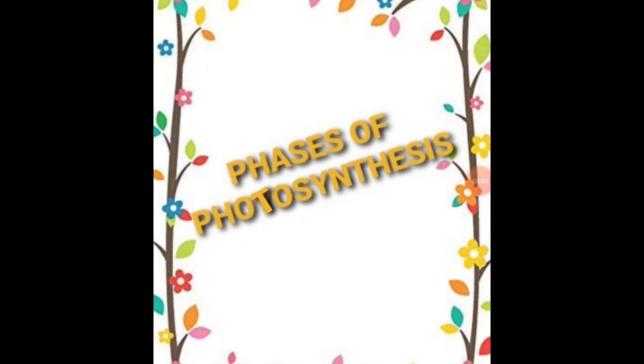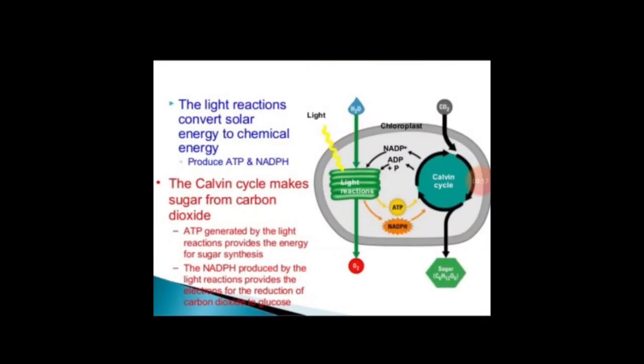Now we are going to study the phases of photosynthesis. The process of photosynthesis is mainly divided into two phases or reactions: the light reaction and the dark reaction. Firstly, we are going to study the light reaction. The light reaction is also called the light-dependent reaction. The term is used due to the reason that during this phase of photosynthesis, light energy is captured and converted into chemical energy.